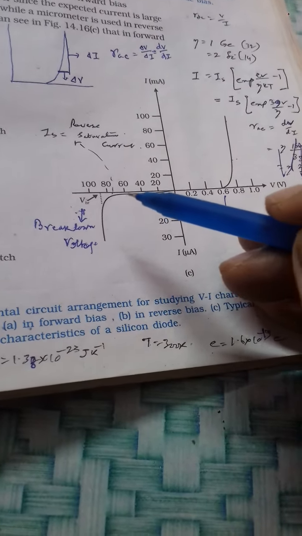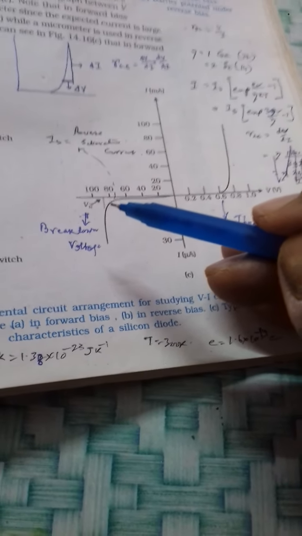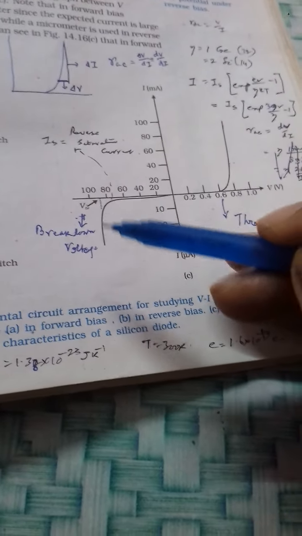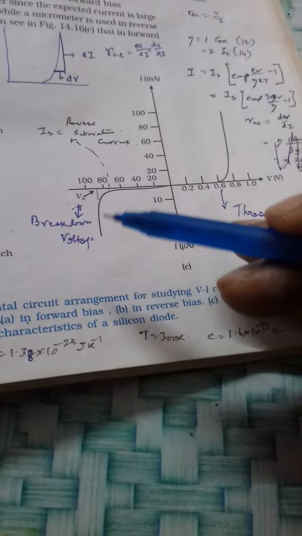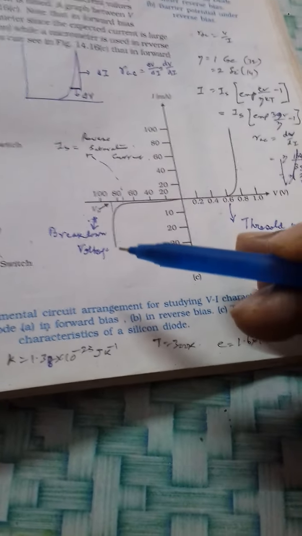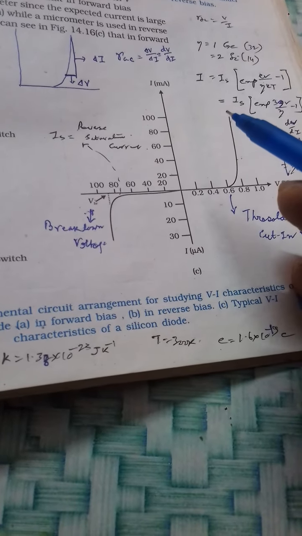The current is of microampere order. They move that way, and after some time they get sufficient energy to collide with themselves or tear the bonds, and suddenly the current increases. That knee is your breakdown voltage. It is the breakdown voltage. So that is the forward characteristics.